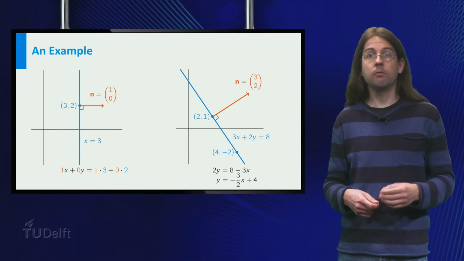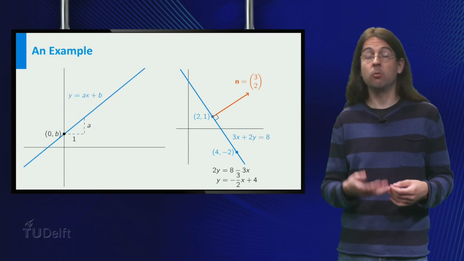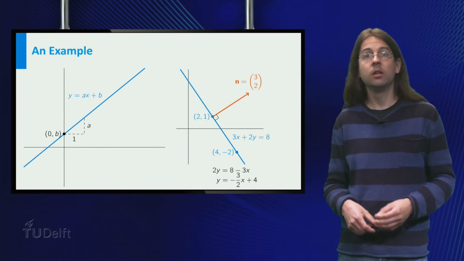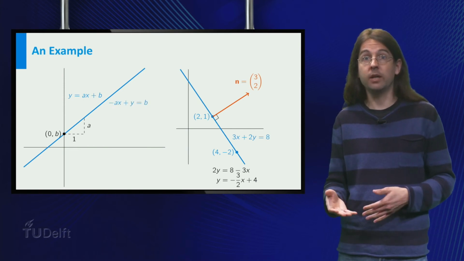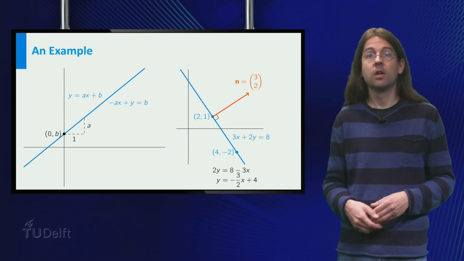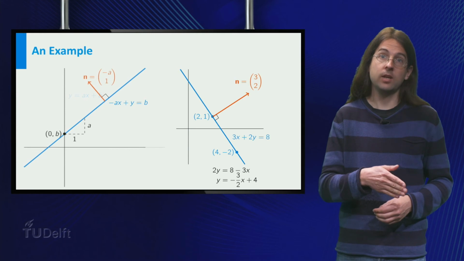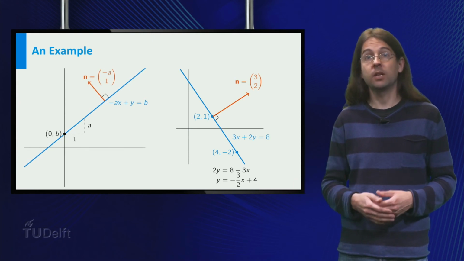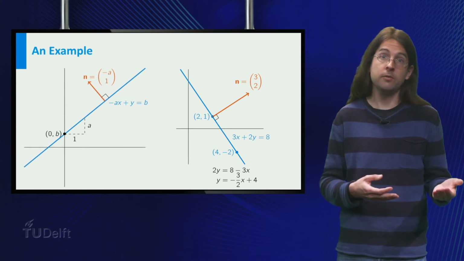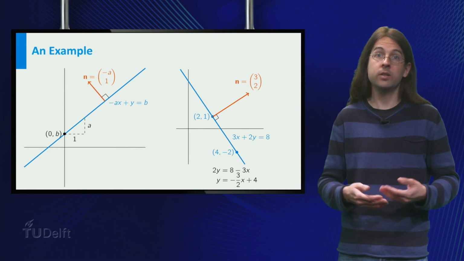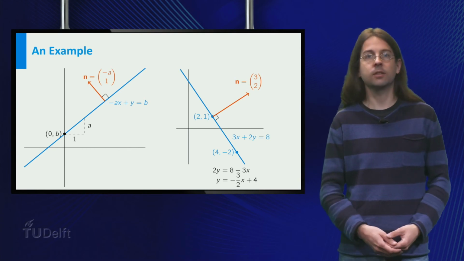Likewise, you can rewrite any equation in the form y equals ax plus b to minus ax plus y equals b. And from the last formula, you can read off the normal vector (minus a, 1) by taking the coefficients in front of x and y in the equation as the components of the normal vector.